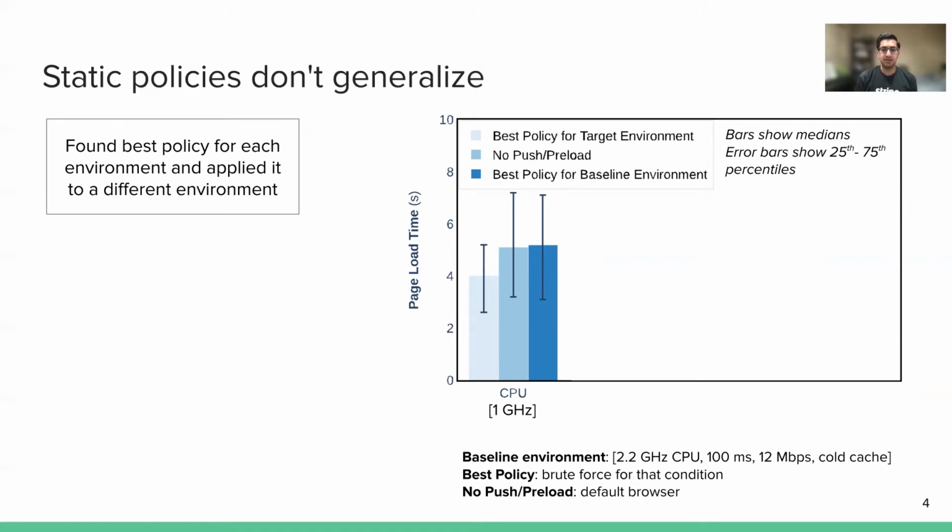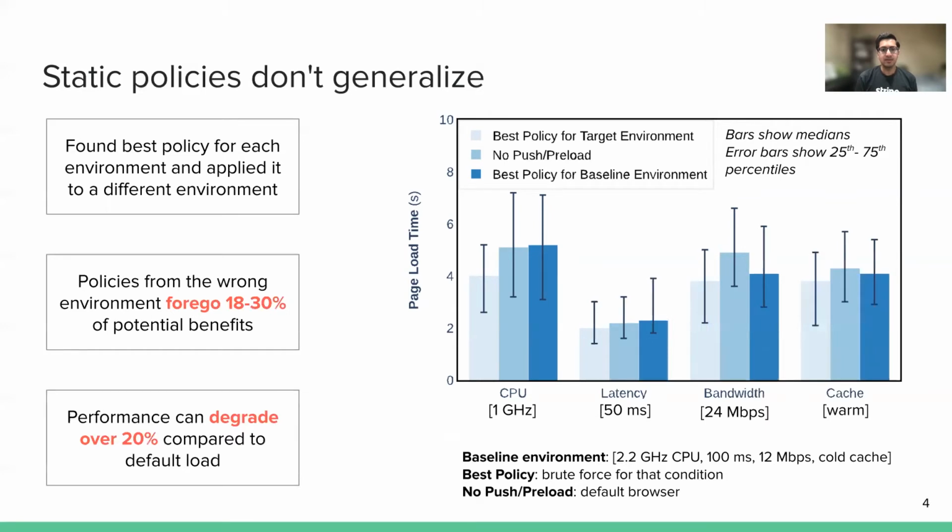With just a single edit to the environment, there's a pretty significant performance difference. The best policy for the target environment performs much better than the one from the baseline. In fact, the best policy from the baseline does slightly worse than the default load at the median. And these trends hold as we varied other environmental factors, such as network speeds and cache contents. In particular, policies that optimize for a different environment can forego up to 30% of the potential benefits and degrade performance by up to 20% compared to the default load. So push and preload have promise, but they have to be configured for a specific environment.